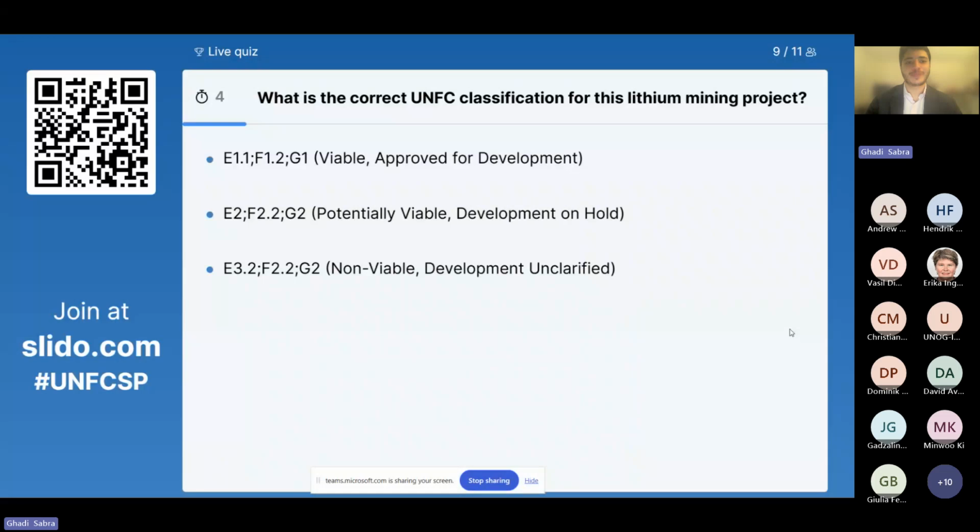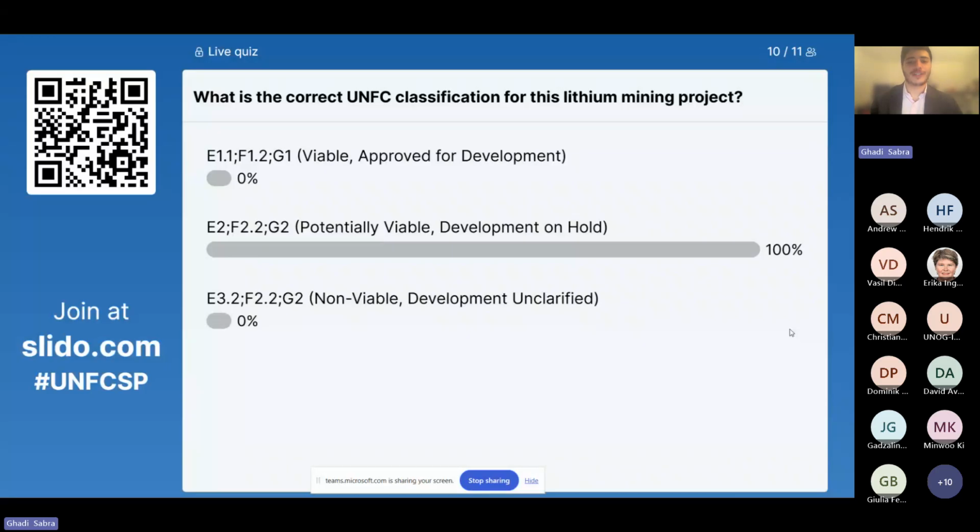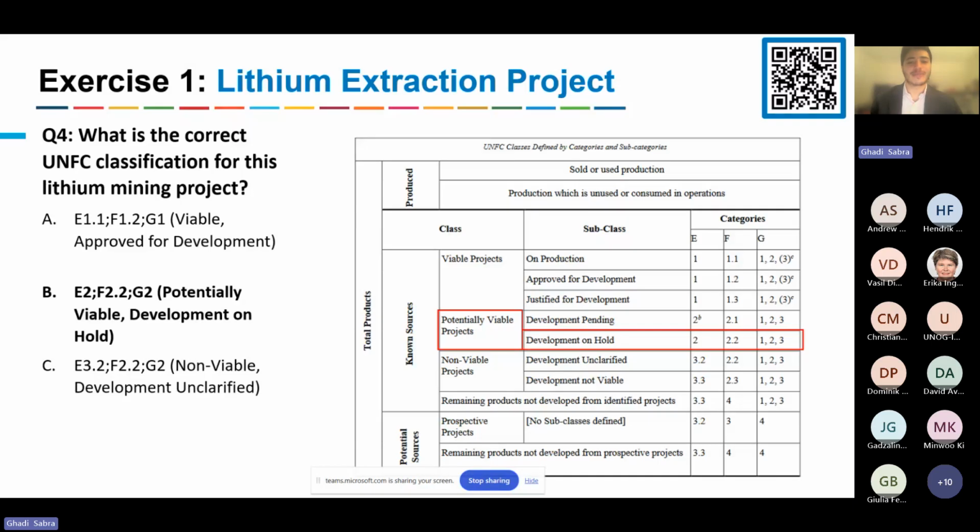Five seconds. Perfect. 100%. Everyone answered perfectly. So yes, of course, the project is potentially viable with developments on hold. So 2, 2.2, and G2 in that case.